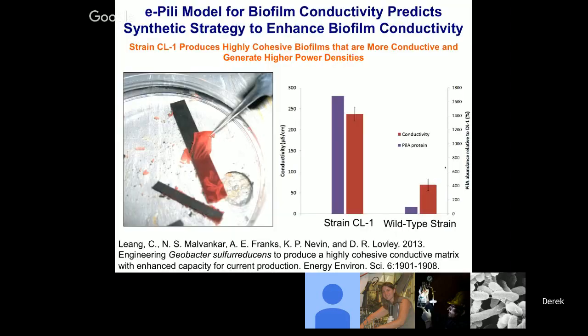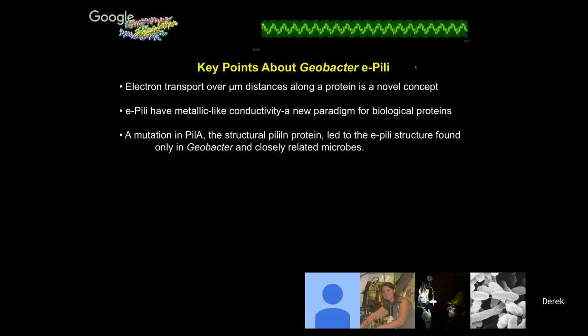Once you know pili are important for long-range electron conduction, it's simple to design strains through genetic manipulation. For example, this is strain CL1, and on the left here is that biofilm I showed earlier. It's so cohesive you could just peel it off the electrode. And this strain produces biofilms that are much more electrically conductive and produce higher current densities.